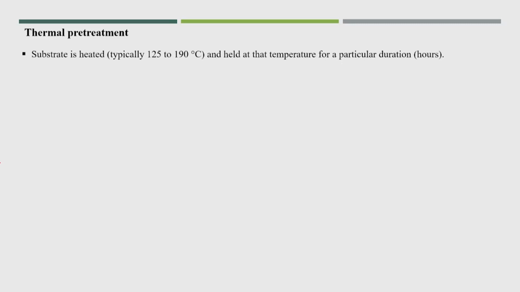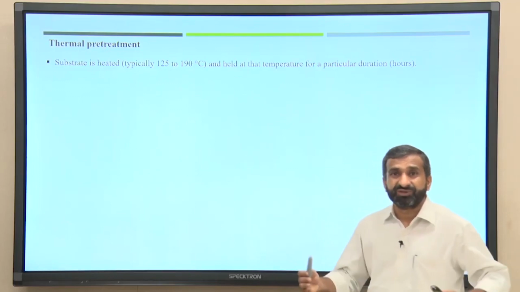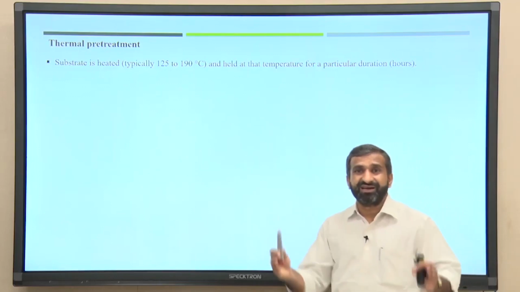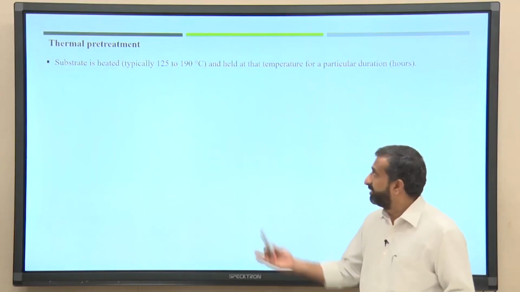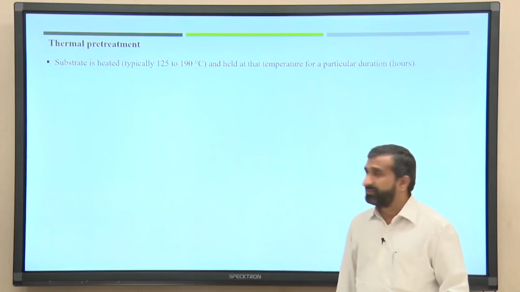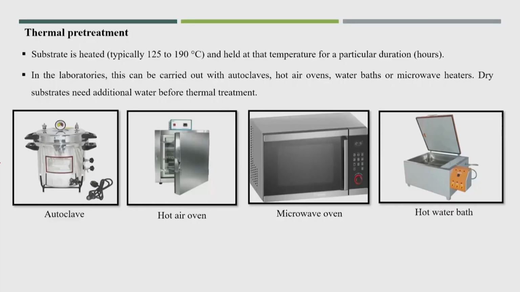So, substrate is heated, typically to around 125 to 190 degree centigrade, and held at the temperature for a particular duration or particular time. So, by heating that particular substrate at higher temperature, that is the thermal pretreatment process. So, in the laboratory this can be carried out with the autoclave.